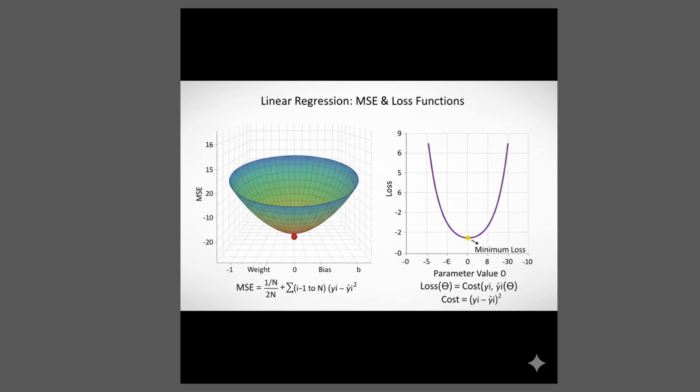Now these graphs show the idea: the 3D bowl on the left-hand side and the 2D curve on the right-hand side, which show all possible error values. The linear regression algorithm's job is to find the exact bottom of that bowl, the point of minimum loss.